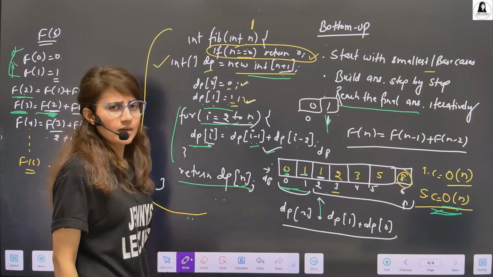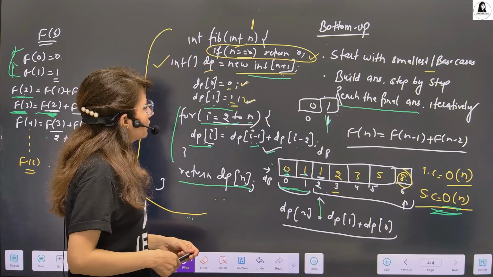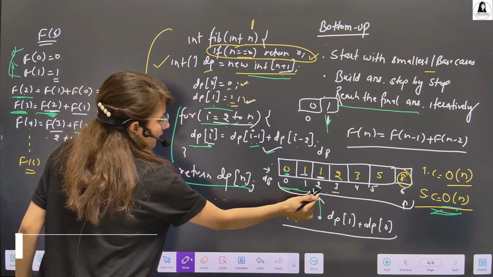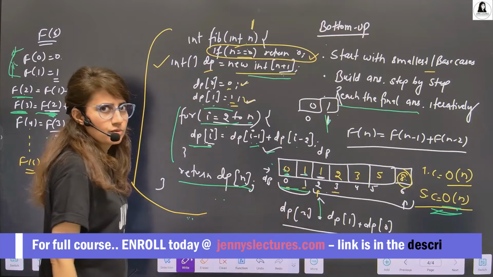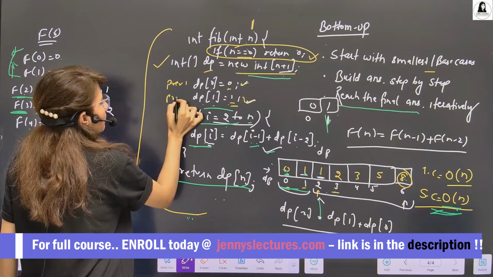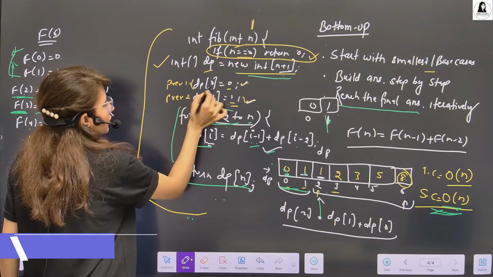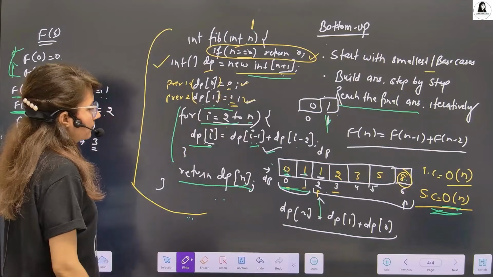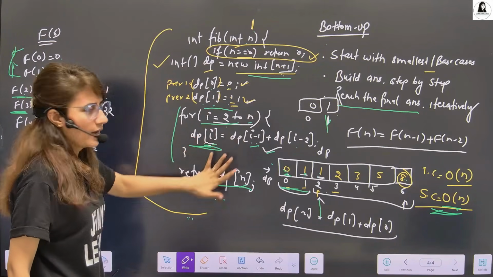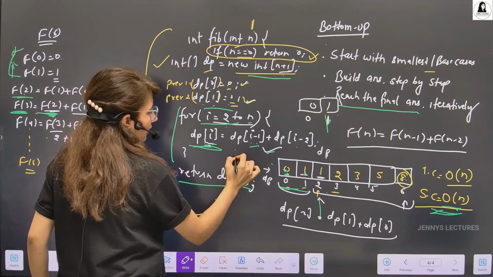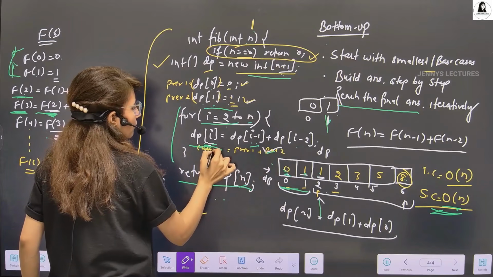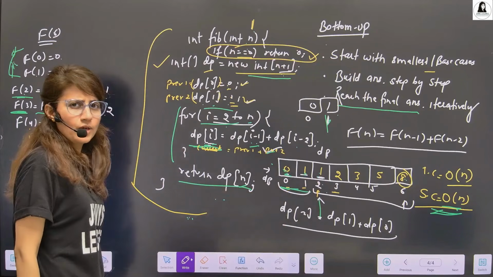So rather than taking this array, we don't need it. We just do one thing. We take a variable, because we are calculating the current value, so we need previous values. So previous value 1, previous value 2. Rather than this, we just take 0 and 1. Now same, run the loop. Here we write previous 1 plus previous 2 is equal to whatever the current value is.